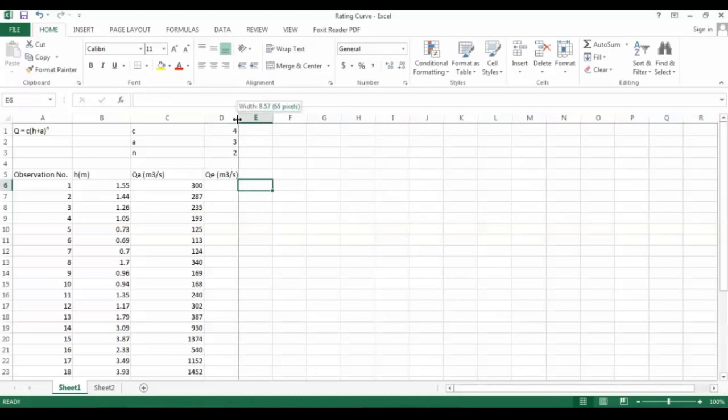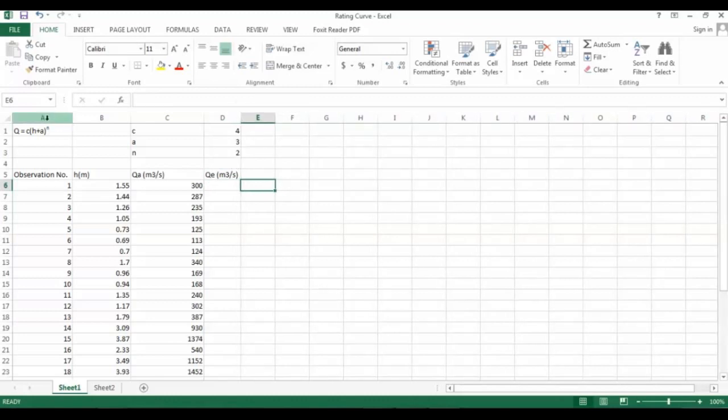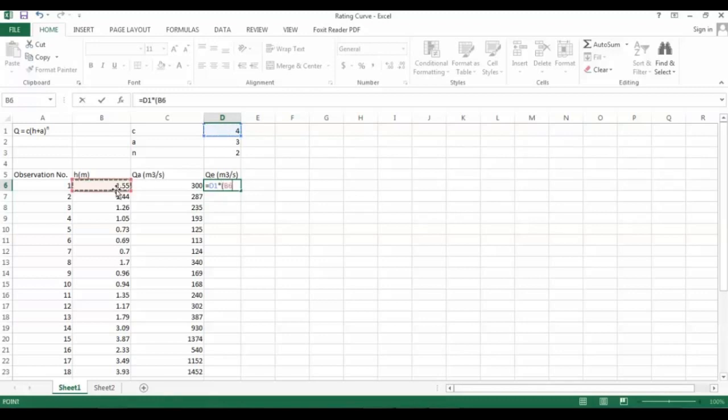So from this, we use this equation itself, discharge is equal to C times (H plus A) raised to N. And our C, A, N values are constant throughout the data. So if you want to keep a value constant, you have to do something in Excel.